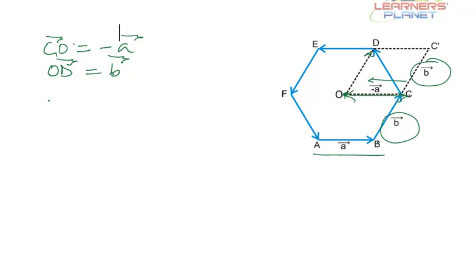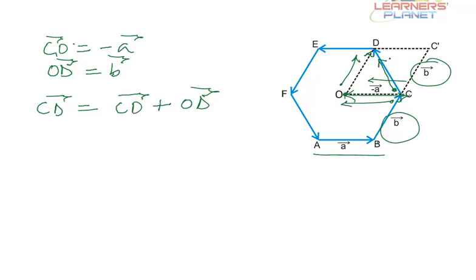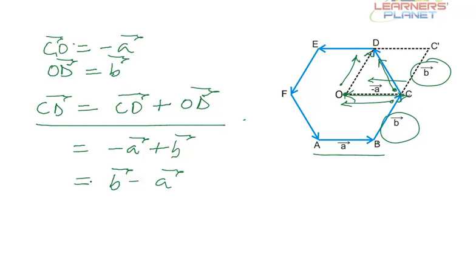Is this clear? Now vector CD will be equal to CO plus OD. Tail to head. So joining the tail of the CO vector to the head of the OD vector will give you the addition of the two vectors, which is minus A plus B, or this can be written as B minus A. So CD vector is B minus A.